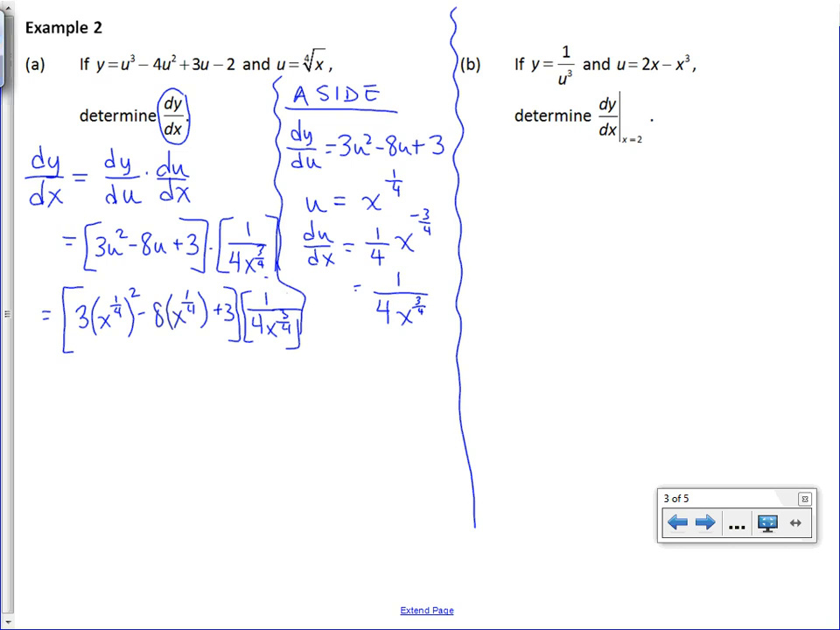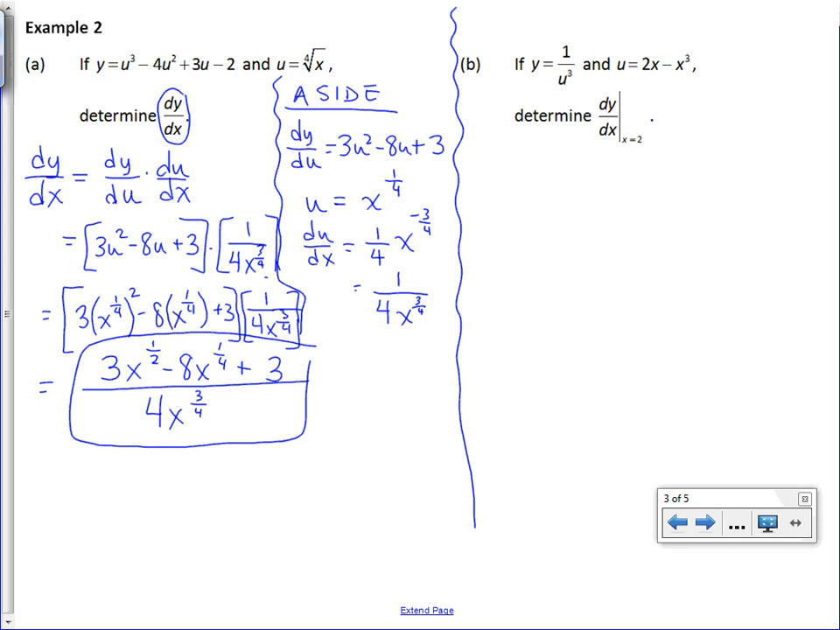Okay, and so can I now clean this up even more? It's always good to have a single numerator, single denominator in your final answer. What's going to be in the denominator? 4x to the 3/4. And the numerator is going to be these three terms, but can you clean up the first term? x to the 1/4 all squared is really just x to the half. Yeah, x to the half minus 8x to the 1/4 plus 3. And that is acceptable. Fine.